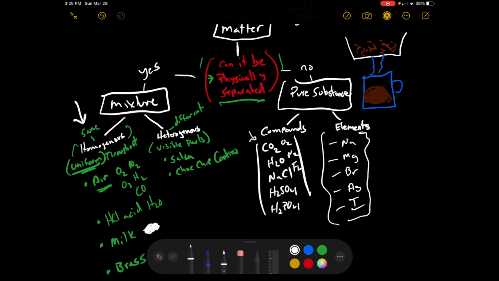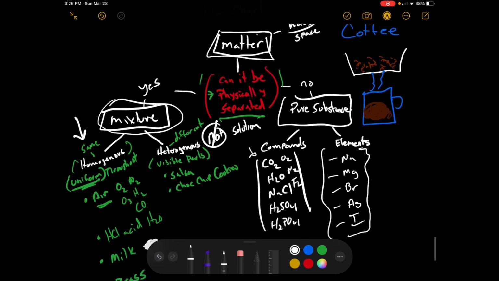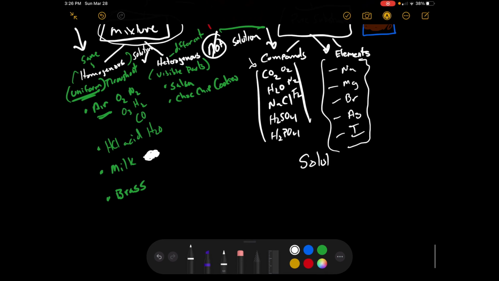So a solution, remember, is a homogeneous mixture. And this is a good way to figure out what is a solution. You start with matter, right? And if it can be physically separated, you have a mixture. But a heterogeneous mixture is not a solution. It's just a mixture, and it's a heterogeneous mixture. But a homogeneous mixture is a solution. So you can figure that out. And these are what goes into a solution. These are the solutes that go into a solvent to make a solution.